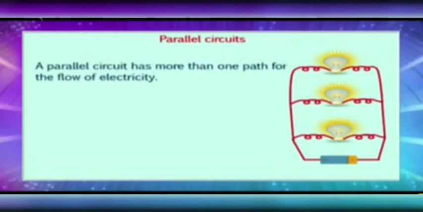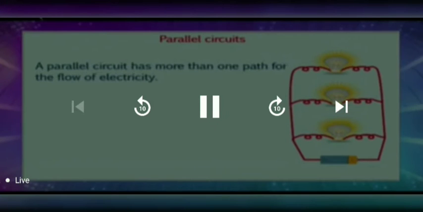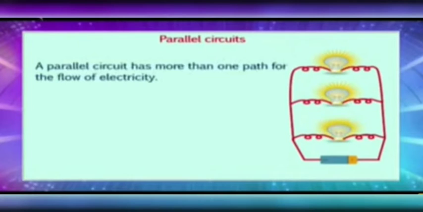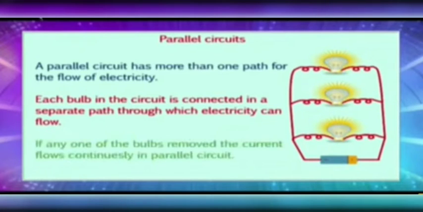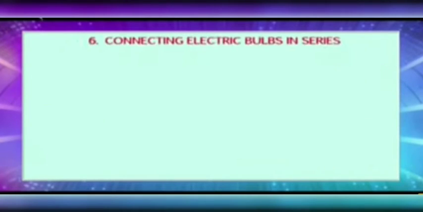Parallel circuits. A parallel circuit has more than one path for the flow of electricity. Each bulb in the circuit is connected in a separate path through which electricity can flow. If any one of the bulbs is removed, the current flows continuously in a parallel circuit.